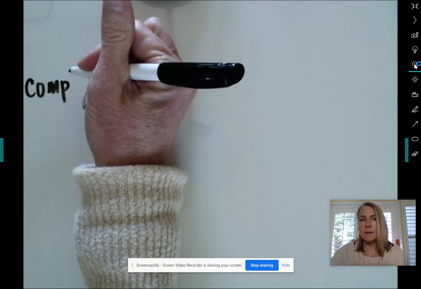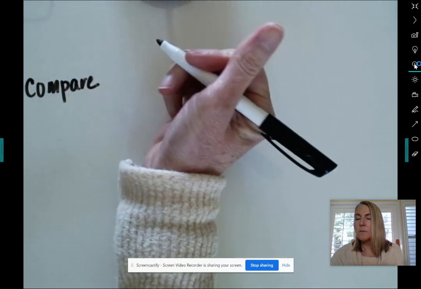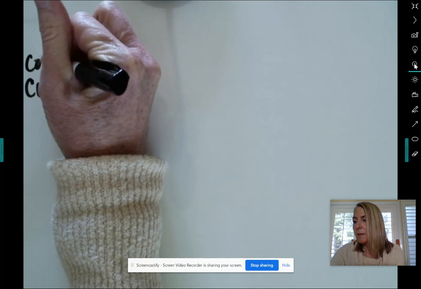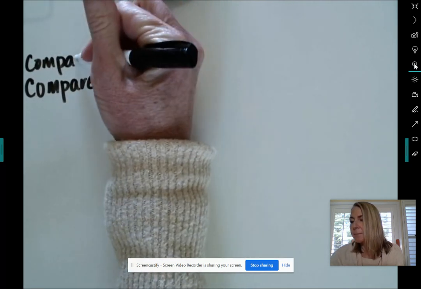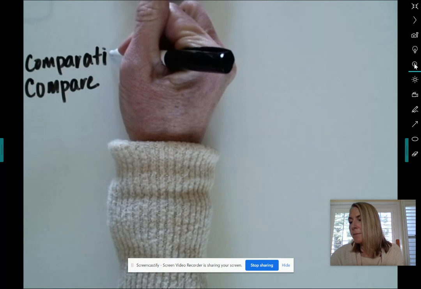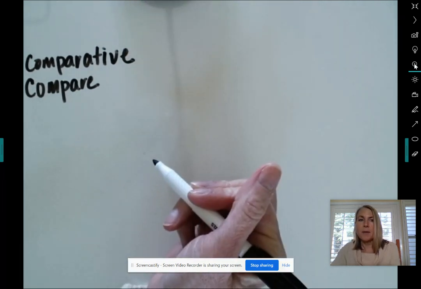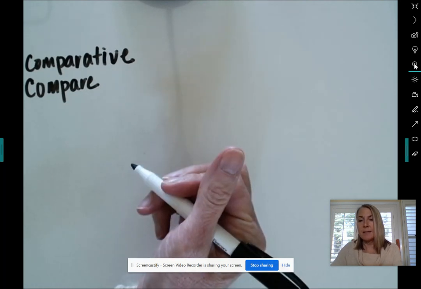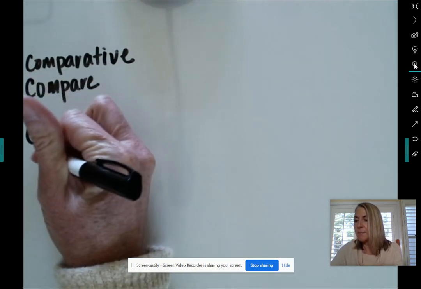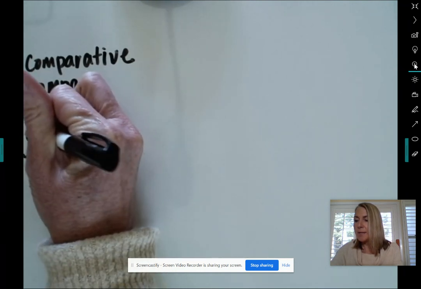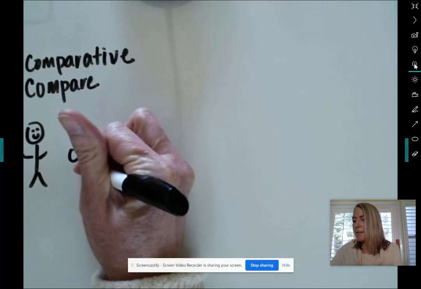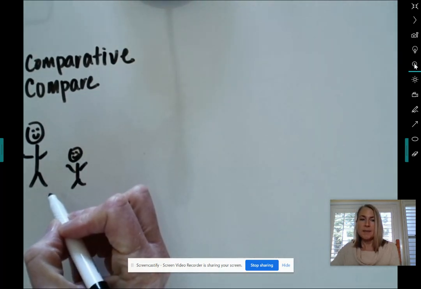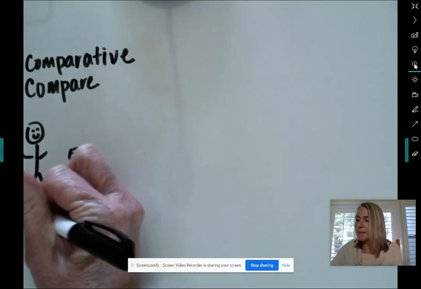And the kind of grammar term for this is comparative. So it sounds a lot like it. And adjectives that compare use words, or not words, but have endings like er. So if I have somebody who is here and I have somebody like this, I can say that this person is taller than this person, right?